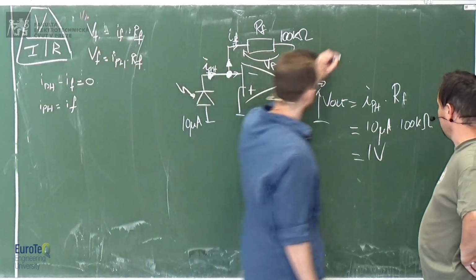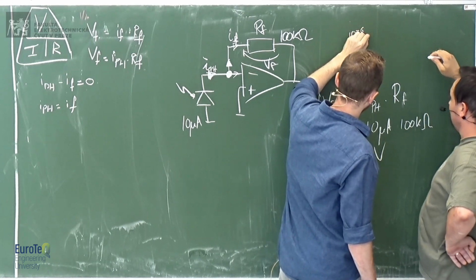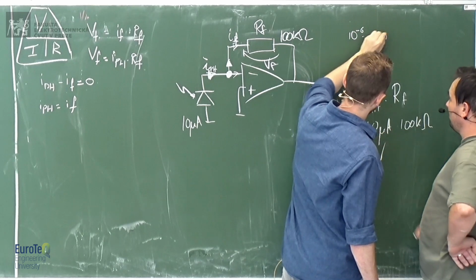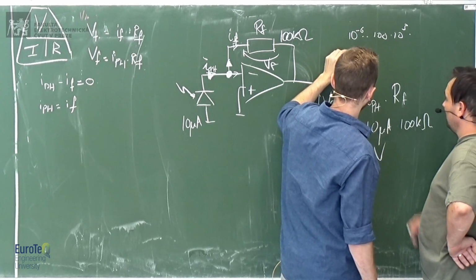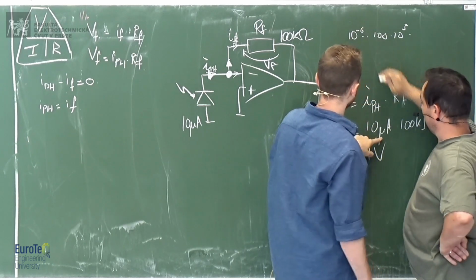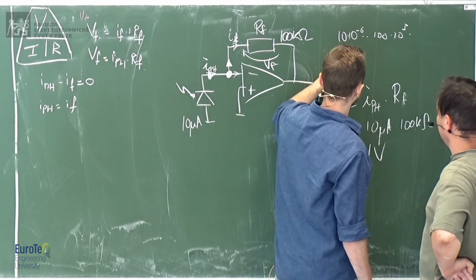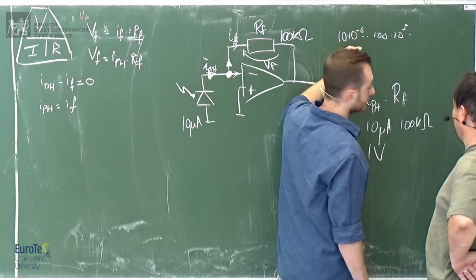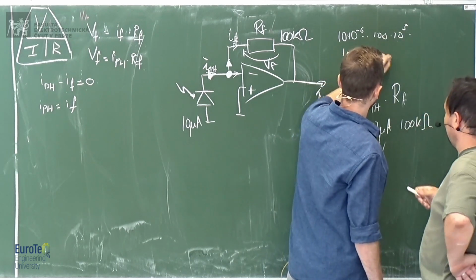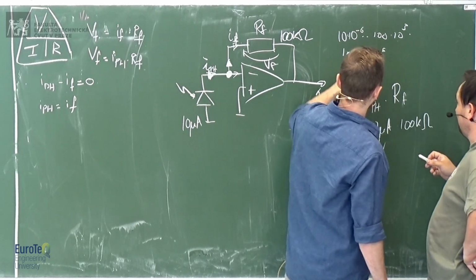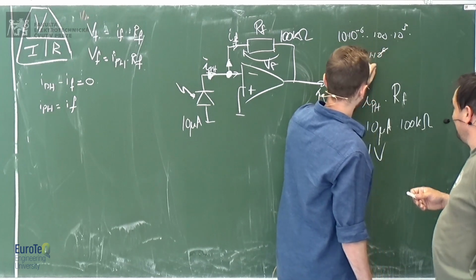Well, this is 10 to the minus 6. Micro, yeah, but this is 10. So then that's 1 times 10 to the minus 5, and this is 5. It's 1. Okay. Cool.